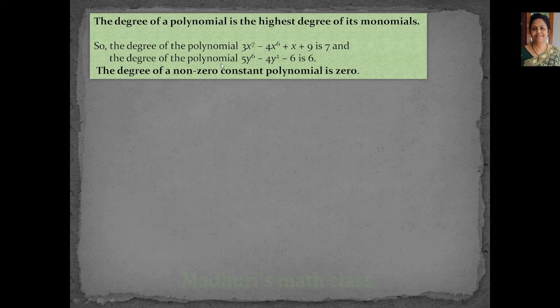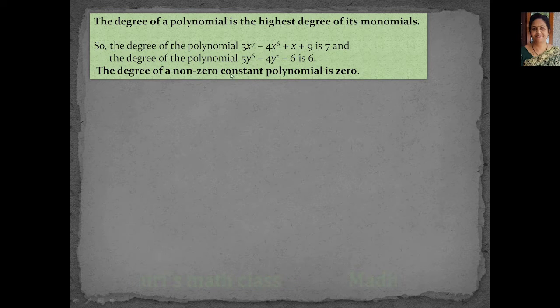Second one, the degree of the polynomial 5y raised to 6 minus 4y squared minus 6 is 6. Why? Here the power of the variable is 6, here power is 2, here power is 0. The highest power is 6. So the degree of the polynomial is 6.